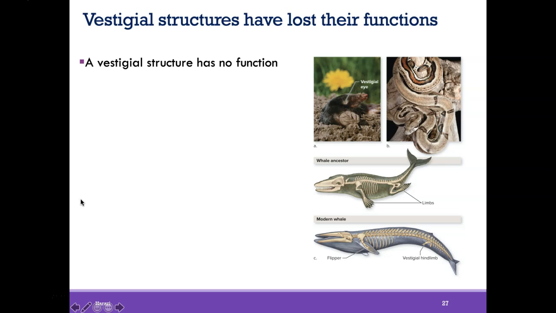So in natural selection, we discussed how as environments change, certain structures of organisms are favored for reproductive success, and thus will hang around from generation to generation. But sometimes, even as environmental conditions change, some structures still persist even if they have no function, even if they're not used at all. So a vestigial structure has no function, but it is homologous to a functional structure in another species. So that's important.